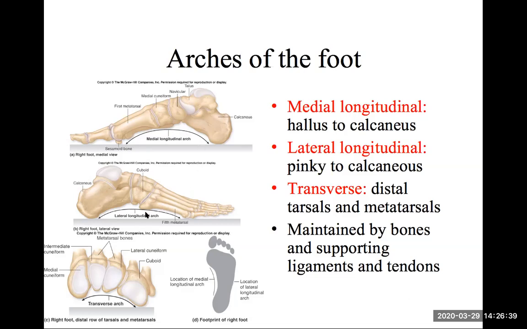Okay, and then if you look from a lateral view, there's an additional longitudinal arch back here on this side. So that's the lateral longitudinal arch. It runs from the pinky toe, there's your pinky toe right there, all the way back again to the calcaneus. So both of these run longitudinally.